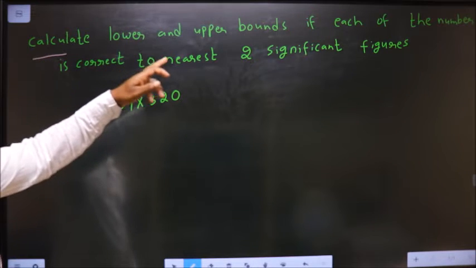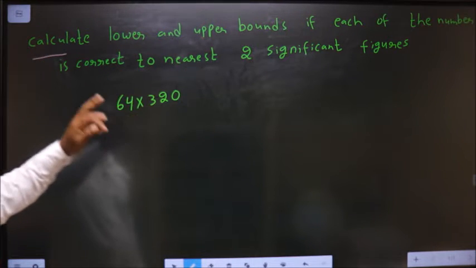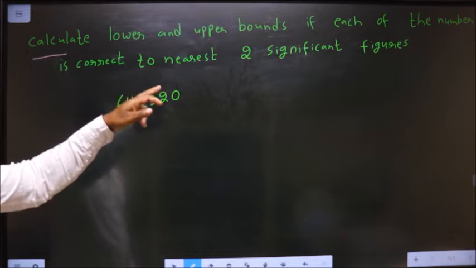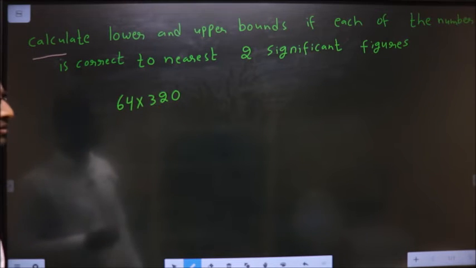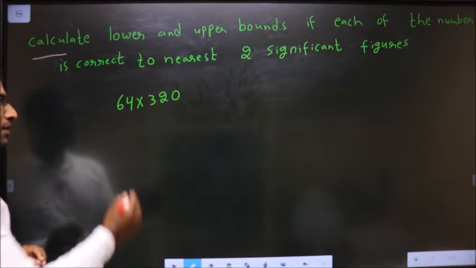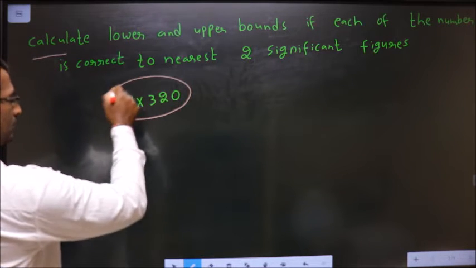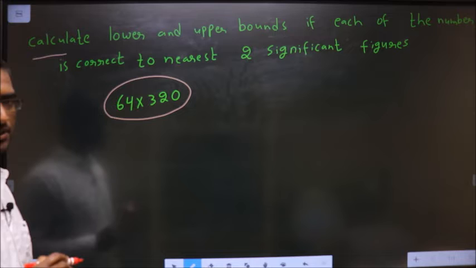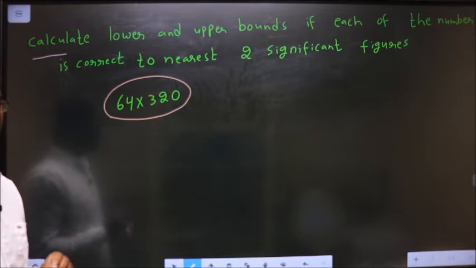Calculate lower and upper bounds if each of the numbers is correct to the nearest two significant figures. So here you have to find the lower and upper bound for this one, 64 into 320. And how do you find out?